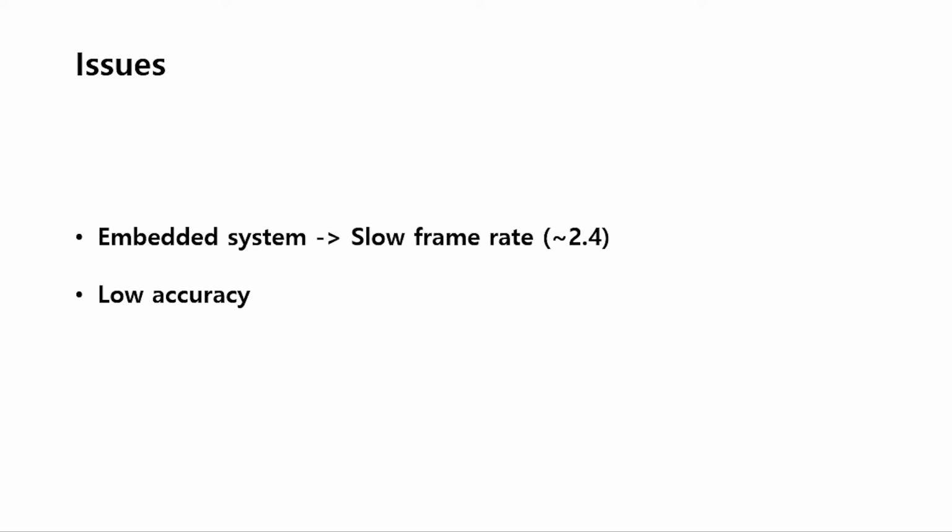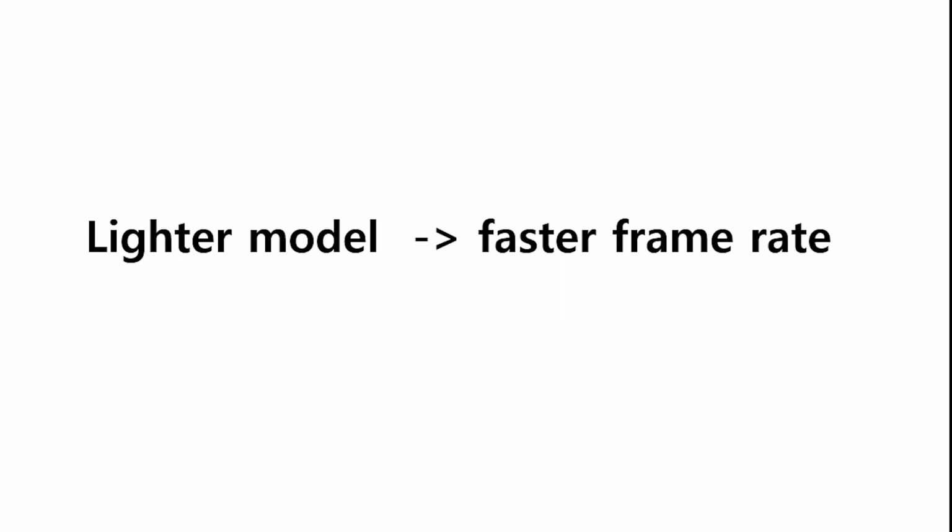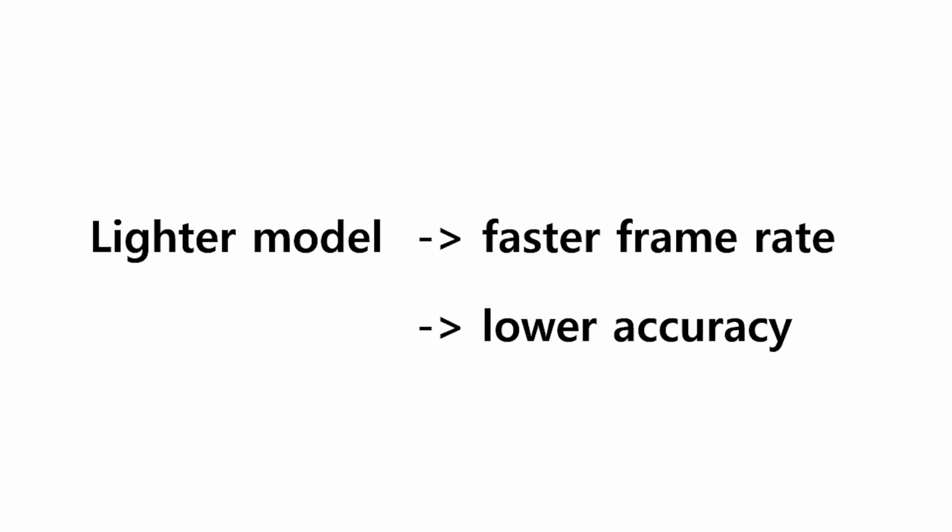At the same time, the accuracy wasn't perfect, as it would sometimes detect two people as one person when they were moving one in front of the other. The dilemma here was if we wanted to get a faster frame rate, we would have to use a lighter model, but that would lower the accuracy, which already wasn't all that great.